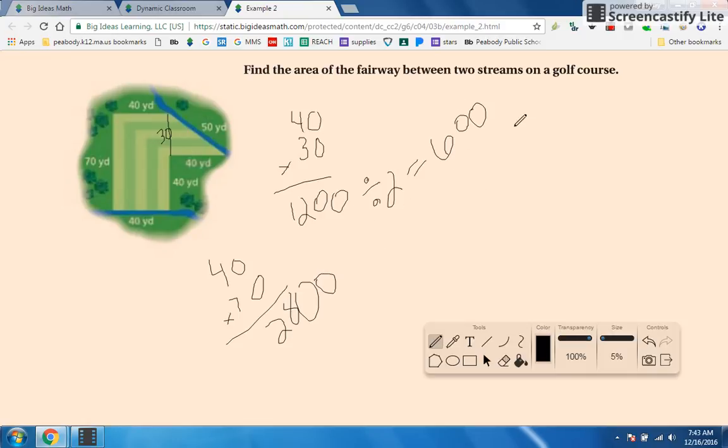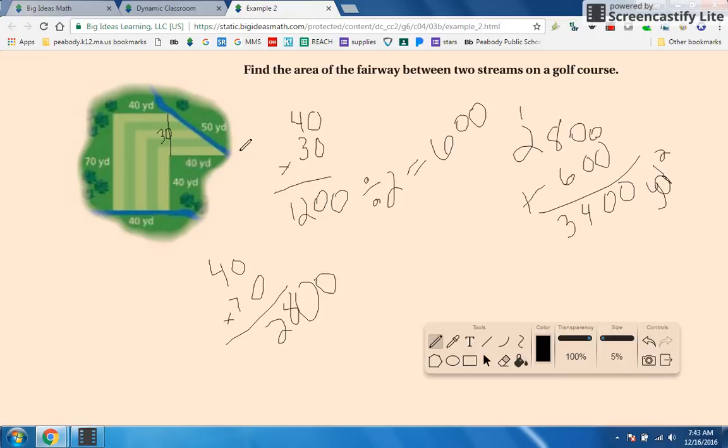Now I have my 2 areas. I'm going to add them together. So I have 2800 plus 600. Add these together, I get 0, 0, 14. Carry the 1. So 3,400 yards squared. That would be your final area for this one.